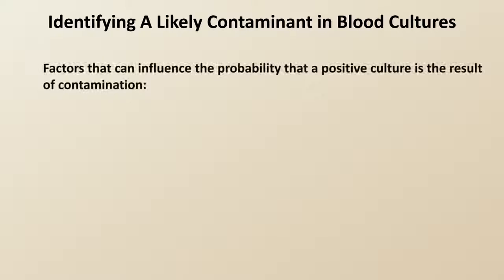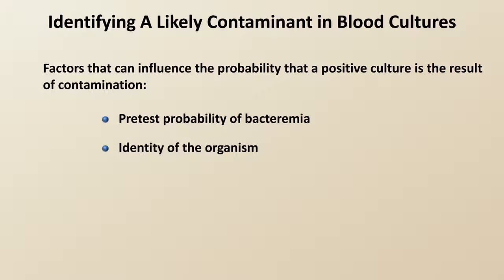Factors that can influence the probability that a positive culture is the result of contamination include the pretest probability of bacteremia. When the expected prevalence of true bacteremia is relatively low, the rate of false positives will be higher. Next, the identity of the organism.